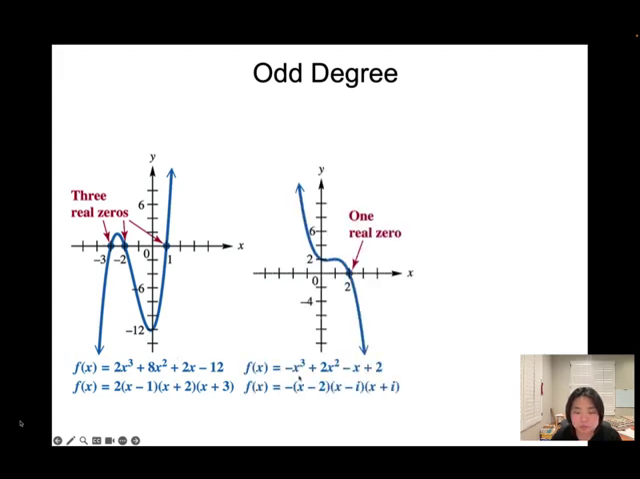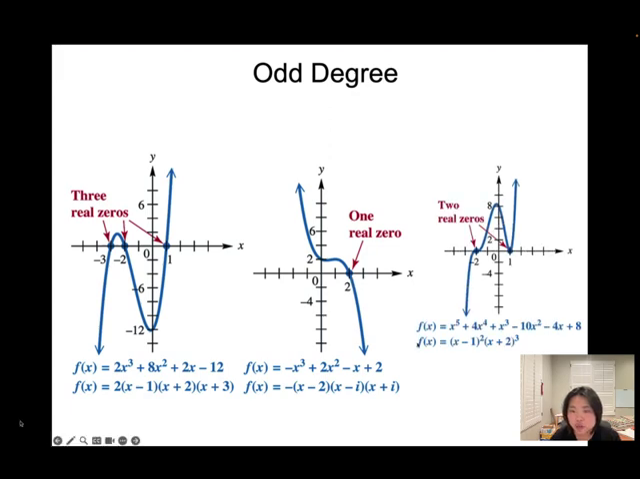Second one. This time, I also have a degree of 3. It's supposed to go this way, right? But we do have a negative leading coefficient, so we're going to reflect it over the y-axis, going the other way around. After we factor out, we have a repeated zero. We can't draw the repeated zero in here, so we only have one zero, x equal to 2.